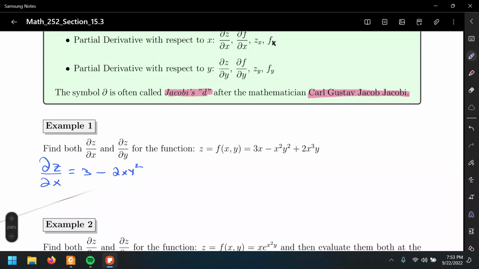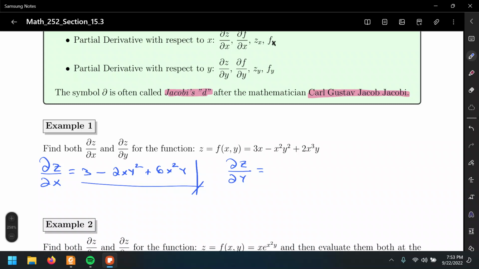Plus the derivative of 2x cubed y, which with respect to x is 6x squared times y. All right, so that's the partial derivative with respect to x. Let's do the partial derivative with respect to y. We take the derivative with respect to y, and we hold everything else in terms of x remaining constant.